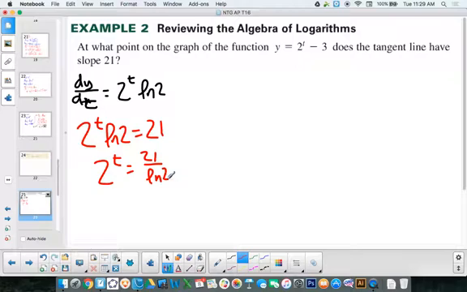And then we have an exponent. We'll convert that to a log to solve. So t equals log base 2 of 21 over the natural log of 2. Alright? So that's where t is. If we wanted to approximate it, we could punch it in the calculator and do so.